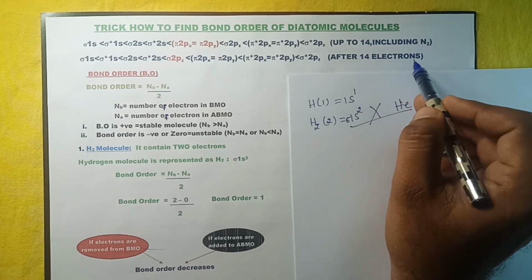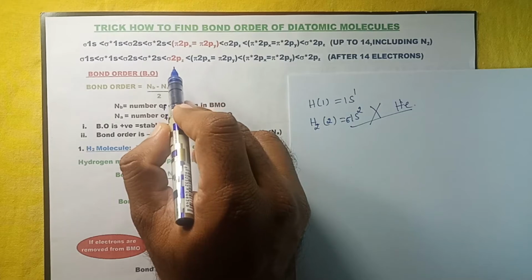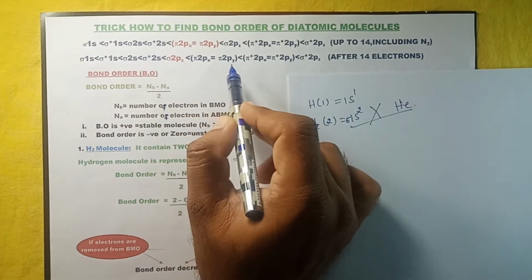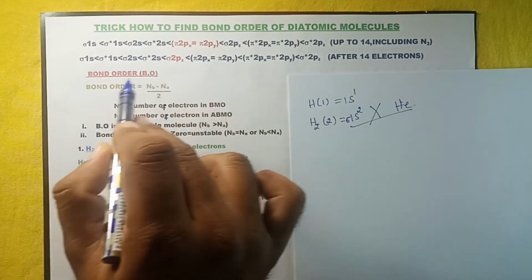There is a small change friends. Sigma 2pz will come first having low energy, then pi 2px equals pi 2py. Next move on to bond order.